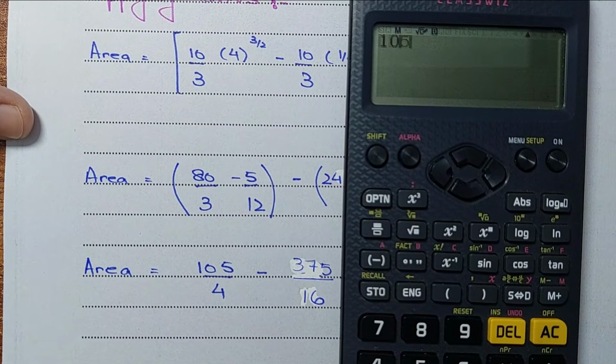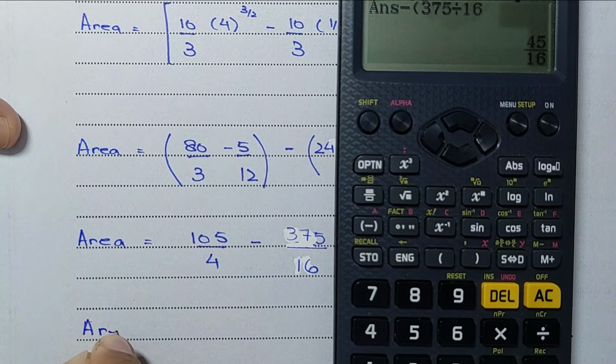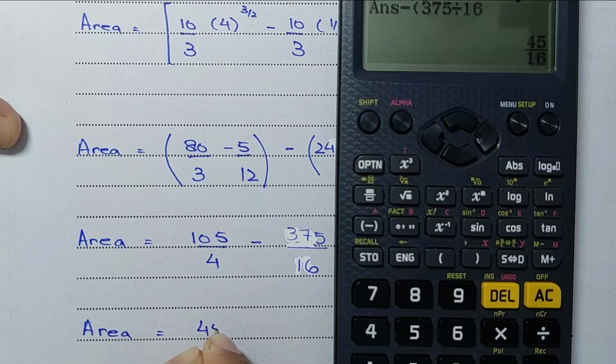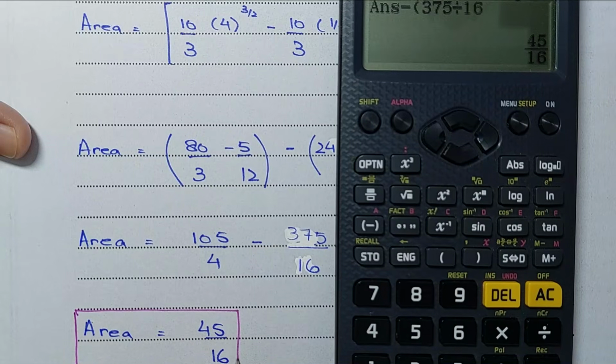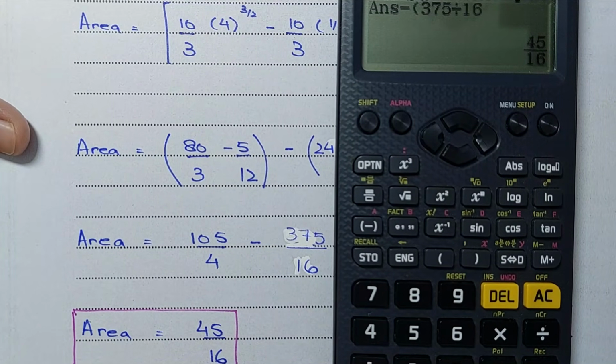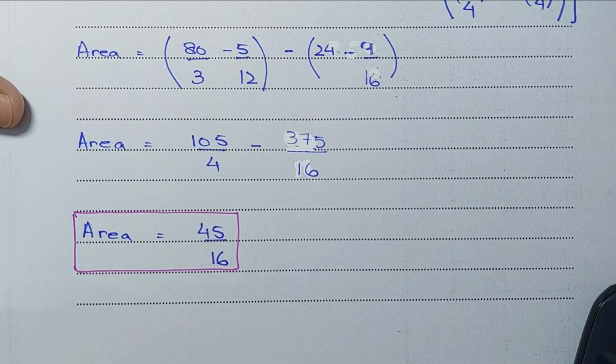Okay, so 105 divided by 4, subtract 375 over 16. 45 over 16 is the exact area. So this is the solution. This is the answer for the exact area, which is 45 over 16.